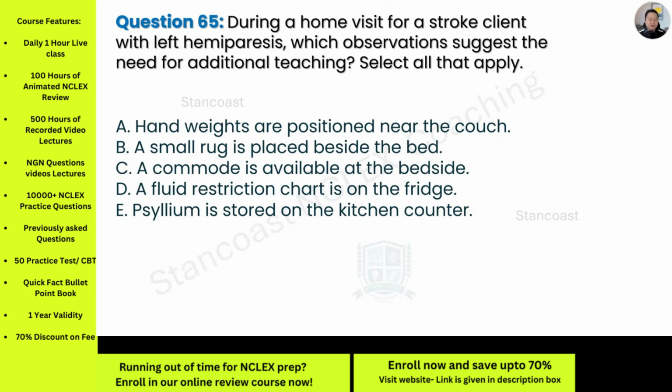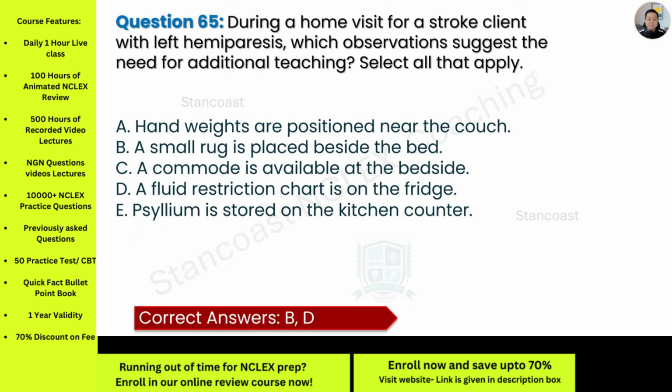The correct answers here are letters B and D, because B, small rugs, are a tripping hazard and it can increase the risk of falls, which is especially concerning for these stroke patients with mobility issues. And letter D, fluid restrictions are often short-term after a stroke and not typically a necessary post-discharge action unless it's specifically ordered by the medical provider. So the incorrect options here are letters A, C, and E.